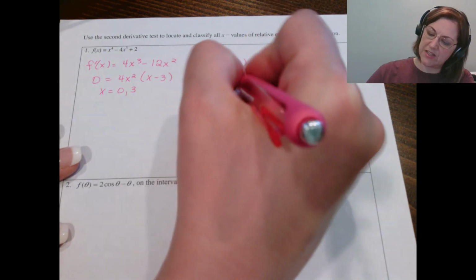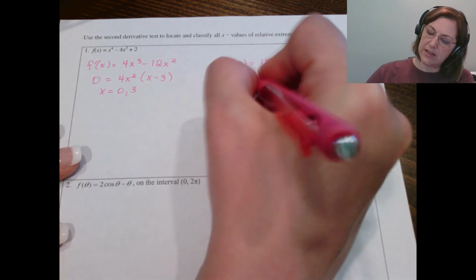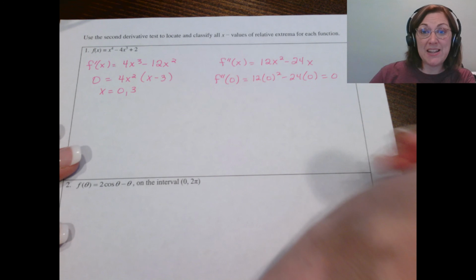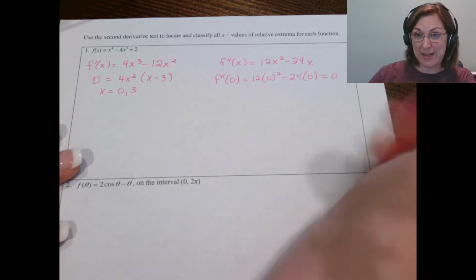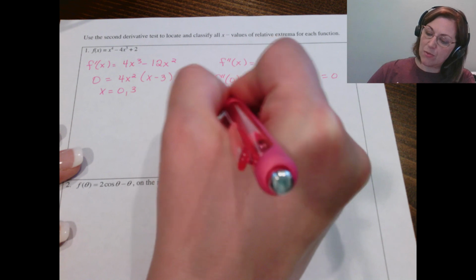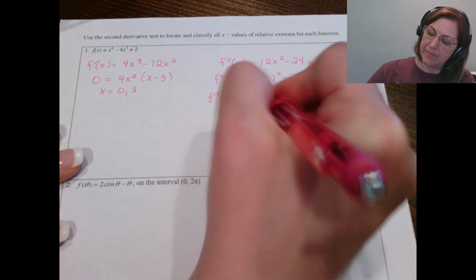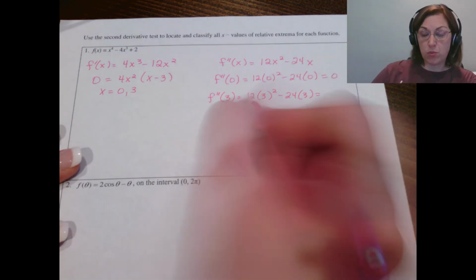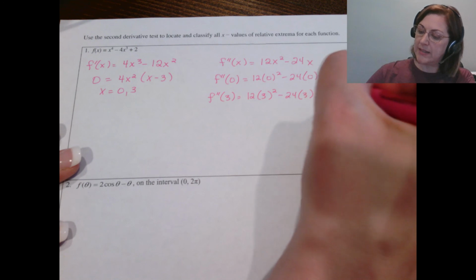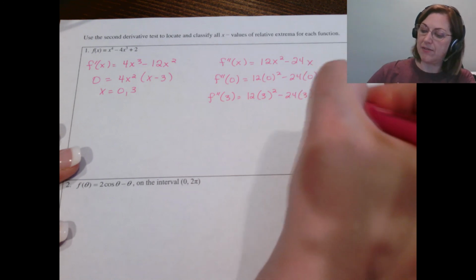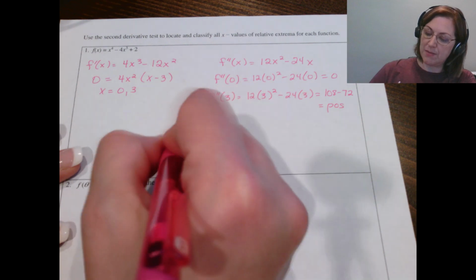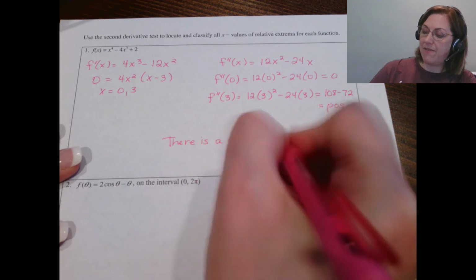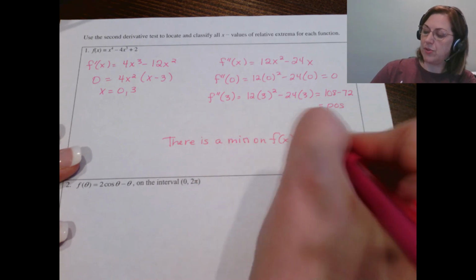And now plug in these values into your second derivative. So the second derivative of 0 is 0. We didn't have anything going on there, right? So there was no max or min. The second derivative at 3 is going to be, let's see, 9 times 12 would give me 108 minus 72. That's going to be positive. That means there is a minimum on f of x at x equals 3.